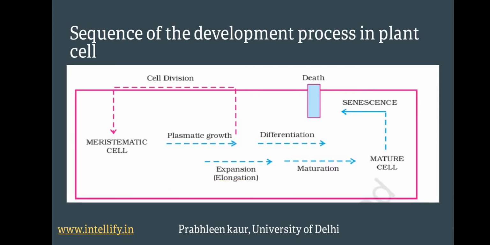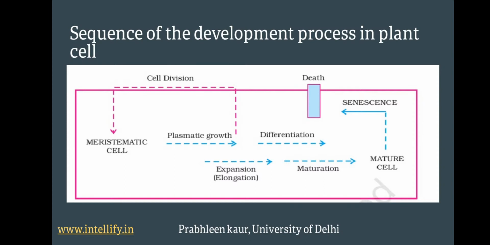Here is a sequence of the development process in plant cell. Since the chapter talks about plant growth and development, let's study the sequence of the development process which occurs in the case of plant cells. In plant cells, you can see there's a pause which is called death. This process of death generally occurs when the cell becomes mature and this mature cell undergoes the process of senescence.